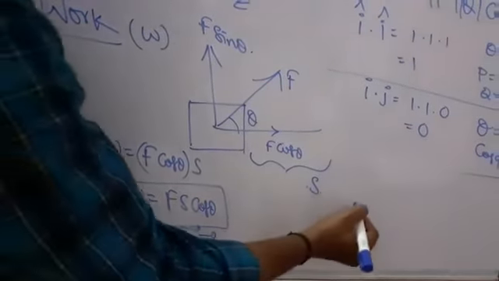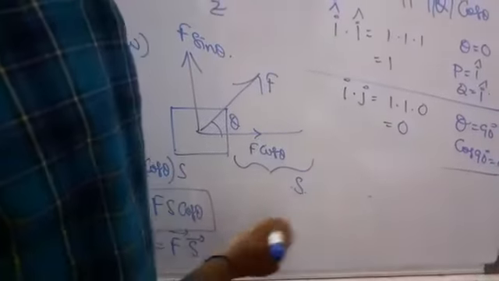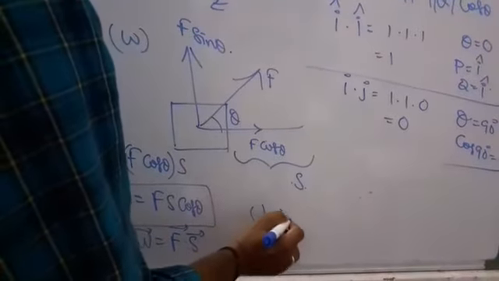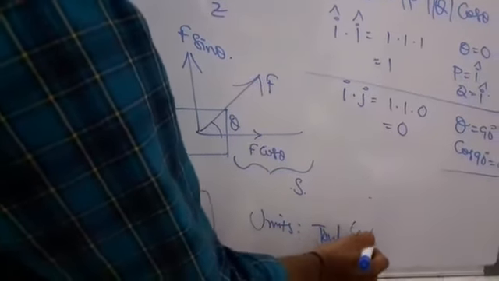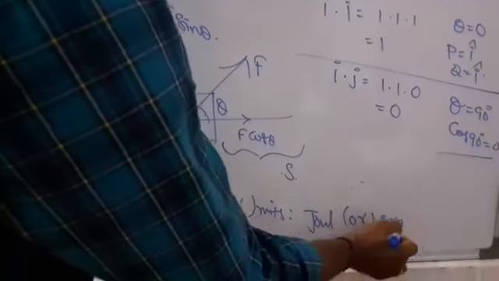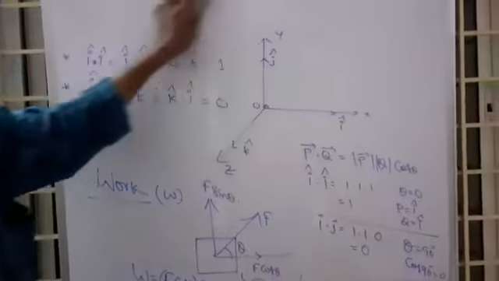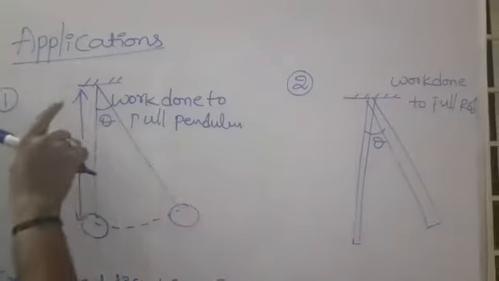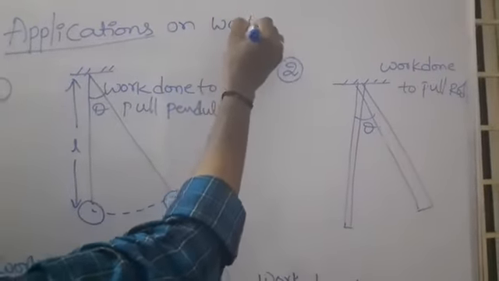Here the work done has units. The general unit for work is joules in SI units, and in CGS units it is ergs. Right, now applications on work.